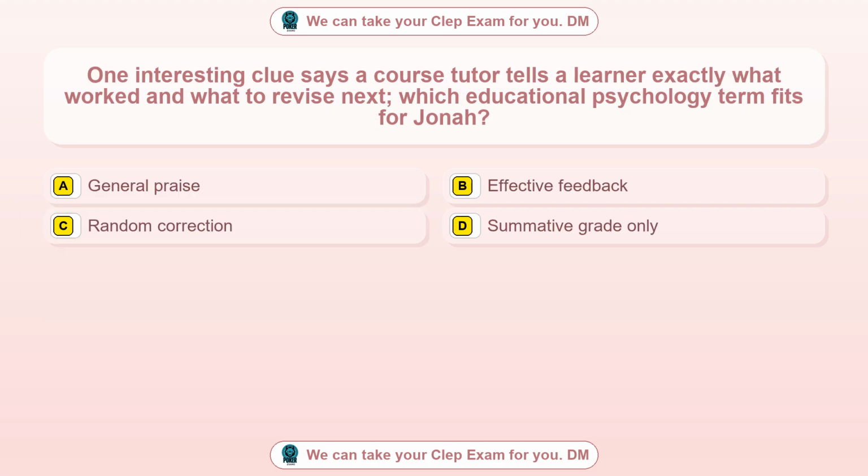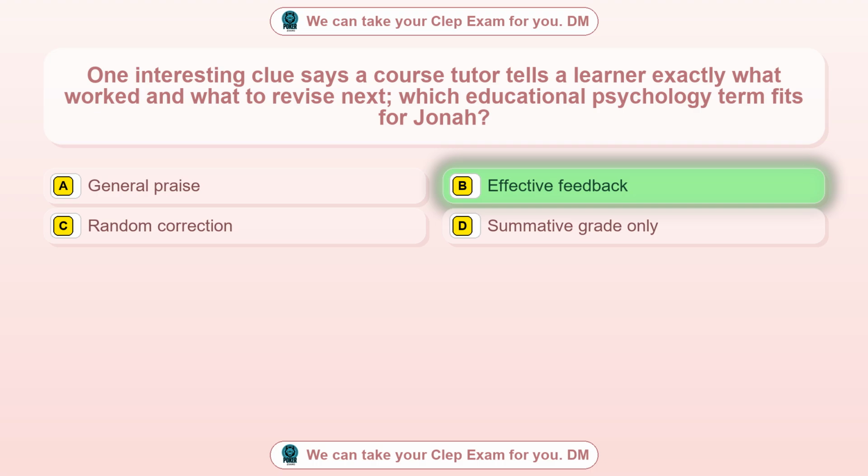Question 77. One interesting clue says a course tutor tells a learner exactly what worked and what to revise next. Which educational psychology term fits for Jonah? Option A, general praise. Option B, effective feedback. Option C, random correction. Option D, summative grade only. The correct answer is option B.